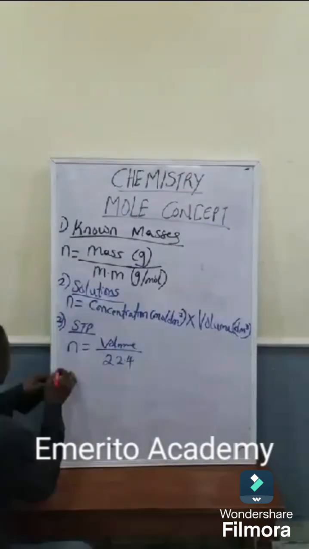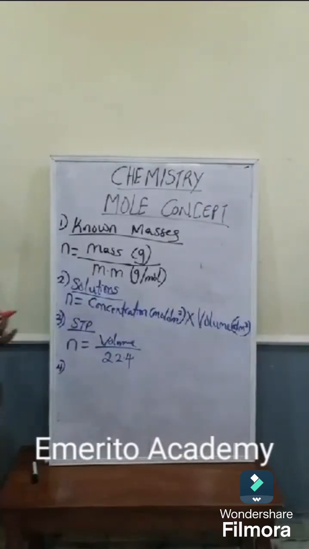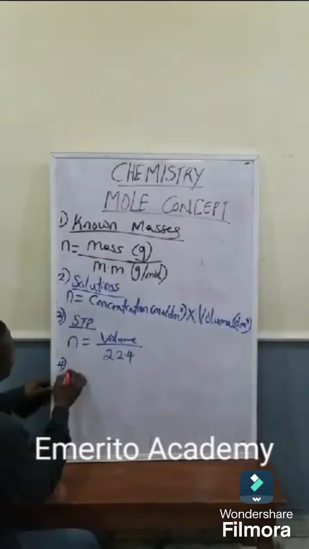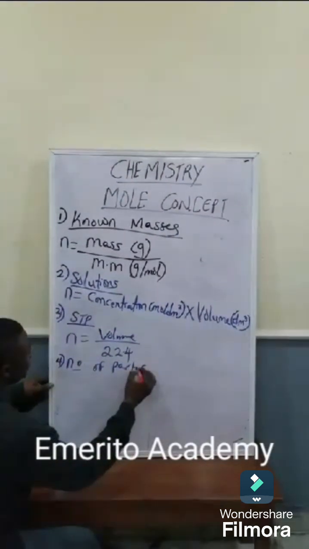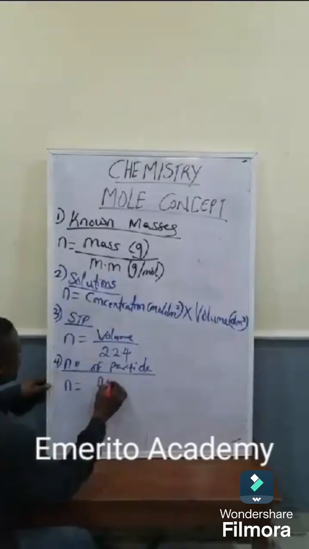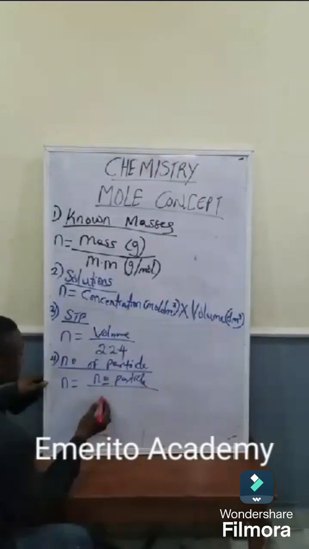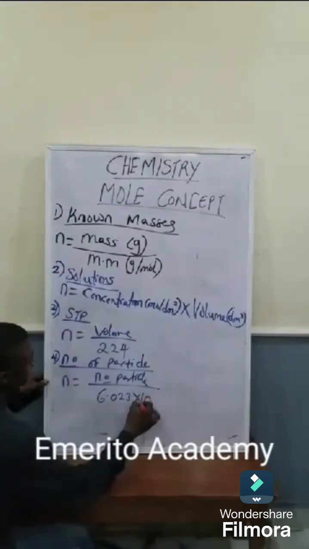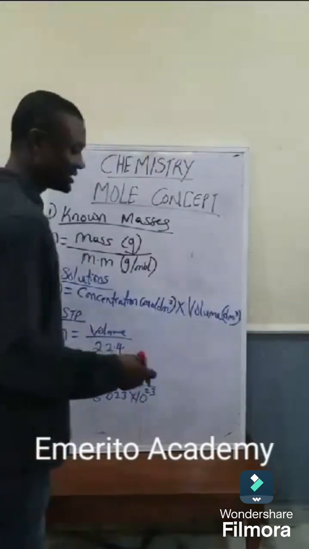The fourth one, when it involves number of particles. When we say number of particles, we simply mean elements, molecules, or atoms. We simply say mole is equal to your number of particles over your Avogadro's constant, which is 6.023 times 10 raised to the power 23.